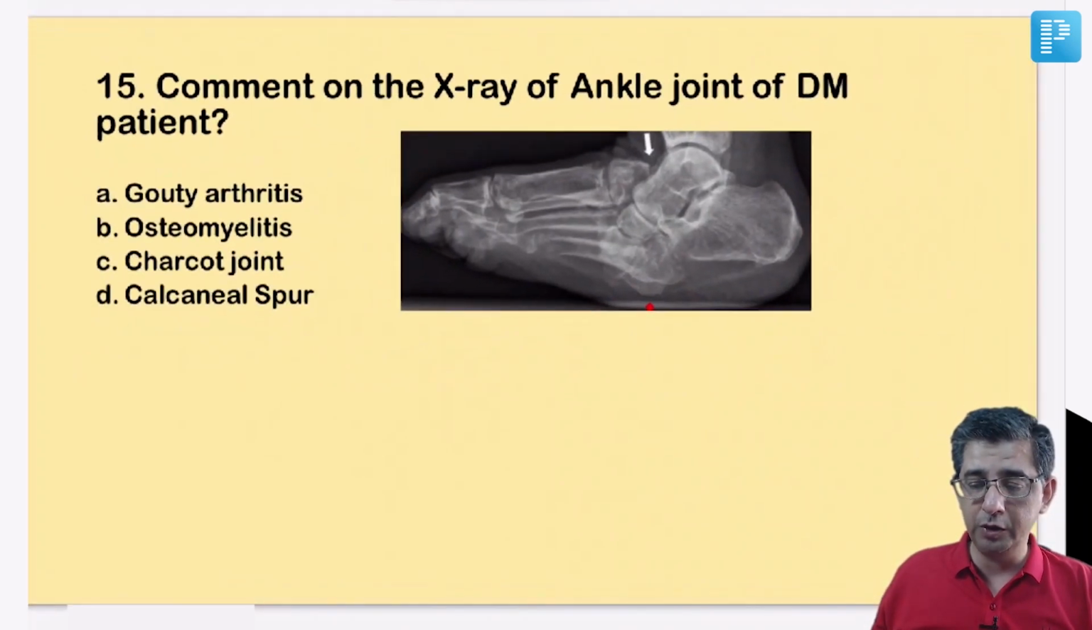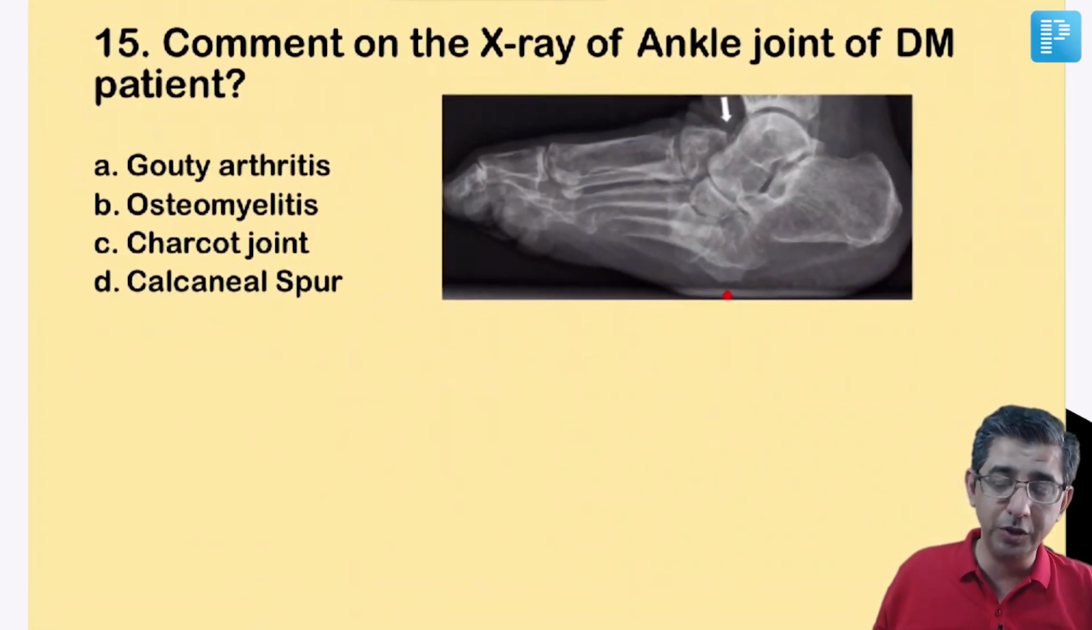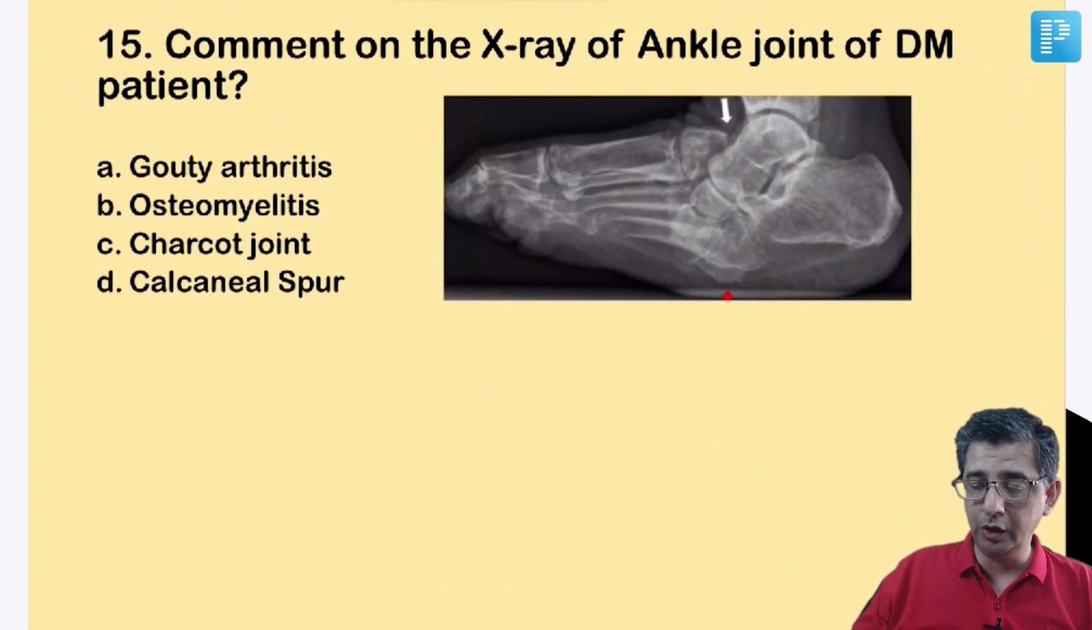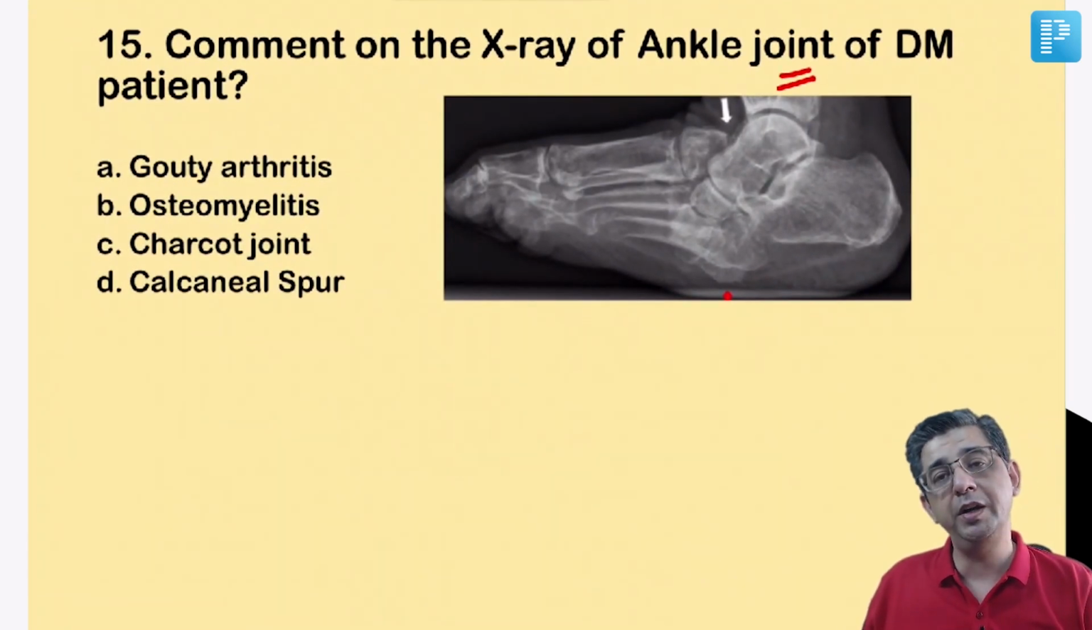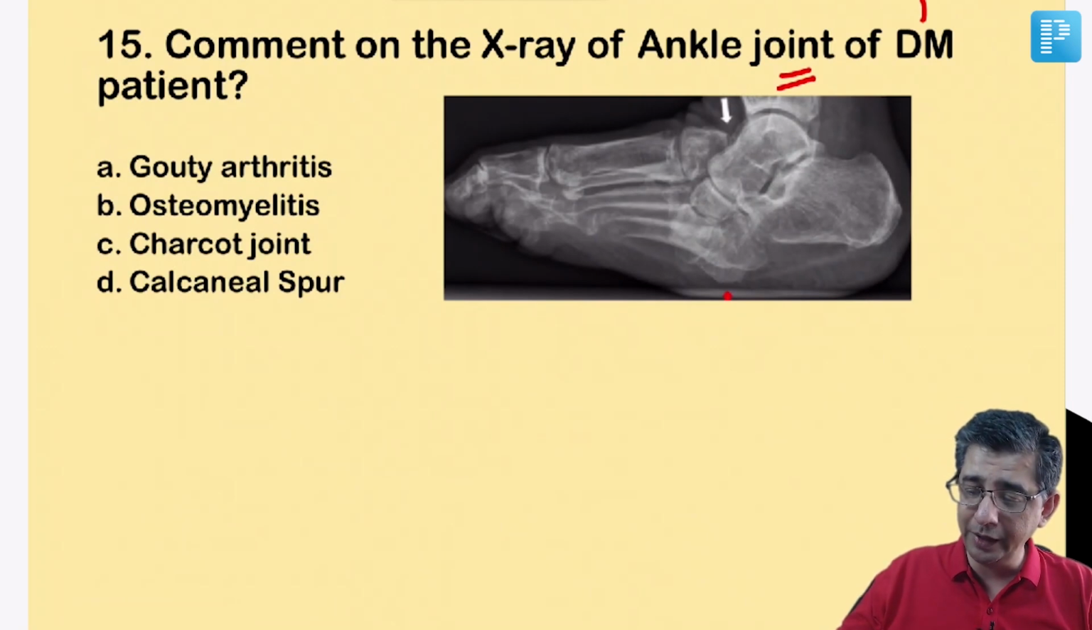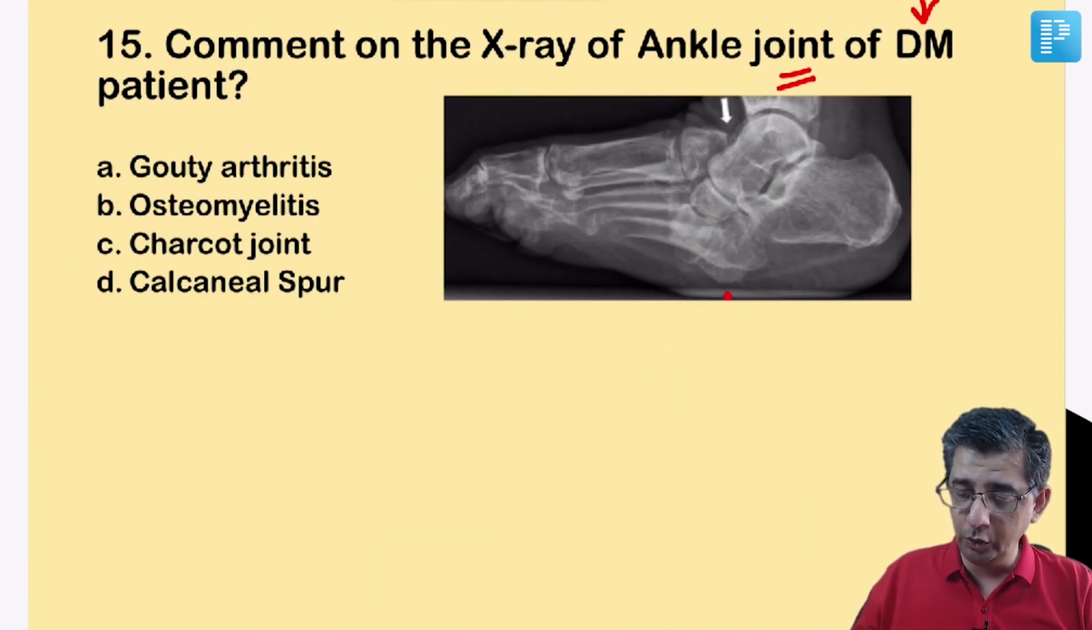Question 15, I personally feel, was one of the easiest questions of general medicine. There was an x-ray of the ankle joint of a diabetes mellitus patient. He himself mentioned diabetes mellitus and ankle joint, where you can definitely notice soft tissue swelling. That's very easily visible in this case.